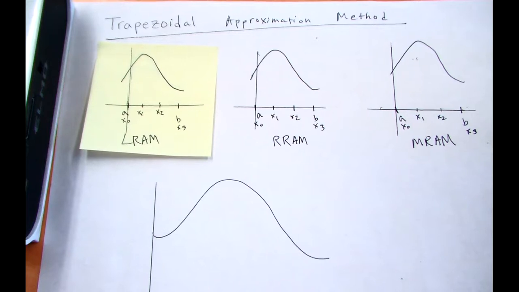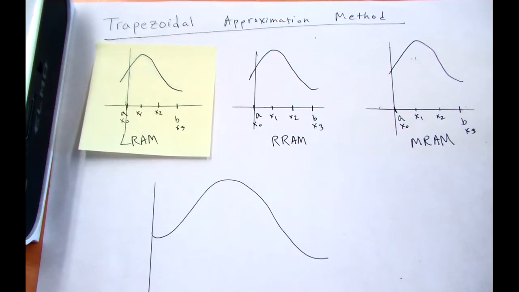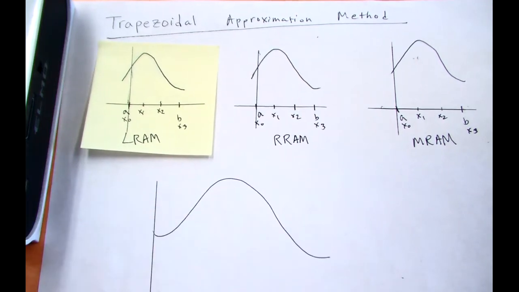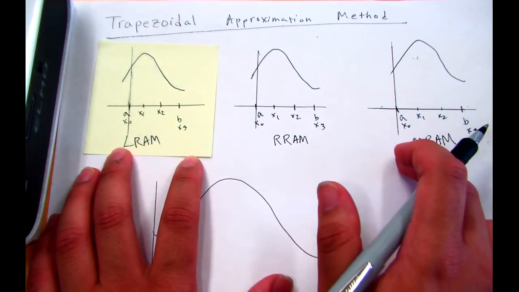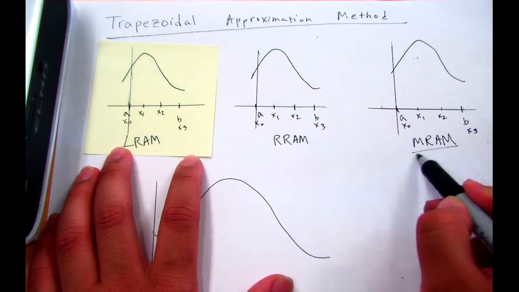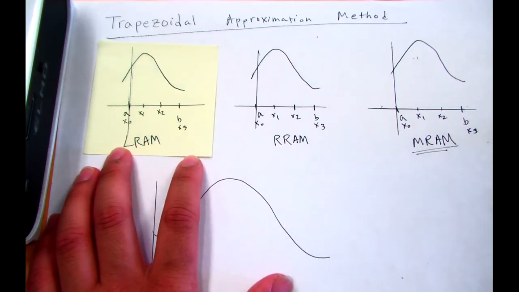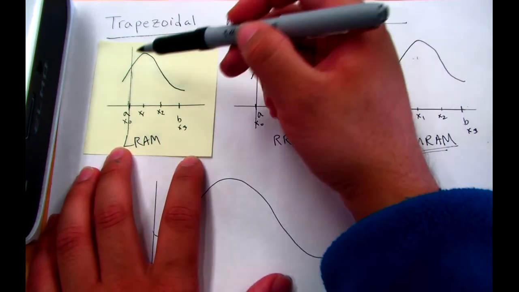So we'll do a bit of a review at the beginning. The first part you don't really have to write down until we get to the new rule. But just to review briefly, we have the left rectangle approximation method, the right rectangle, and the midpoint rectangle. We haven't talked much about this one yet in class. We will, though, next week.